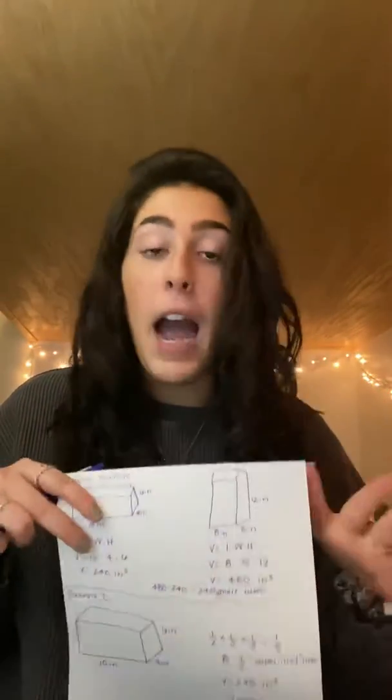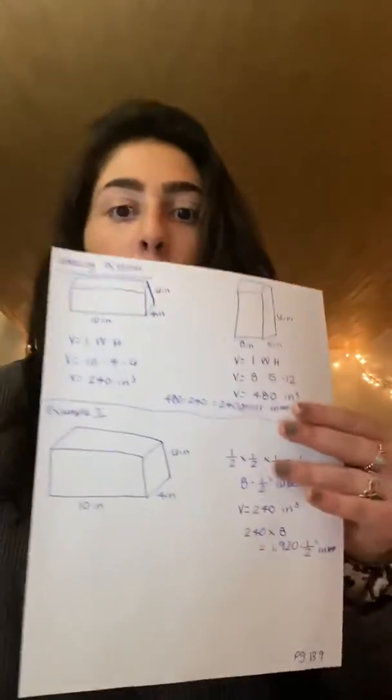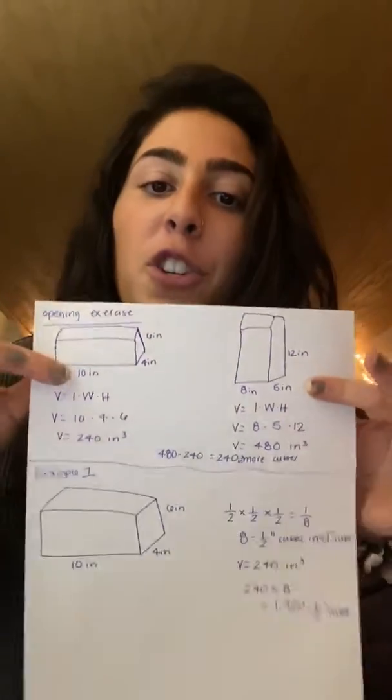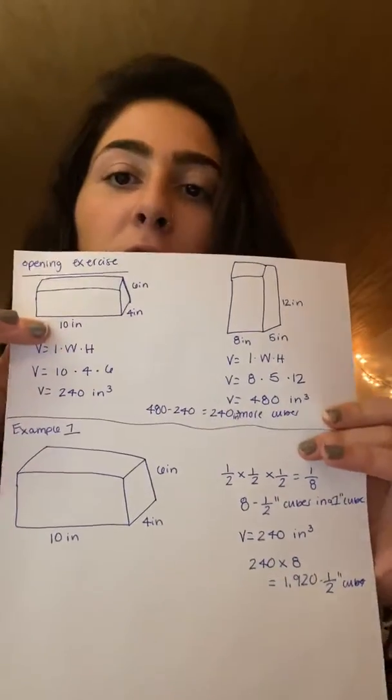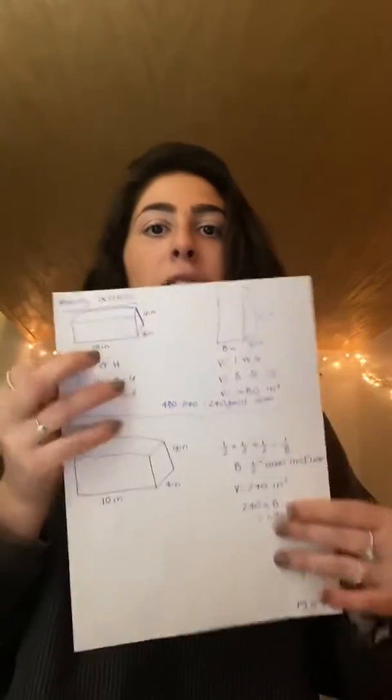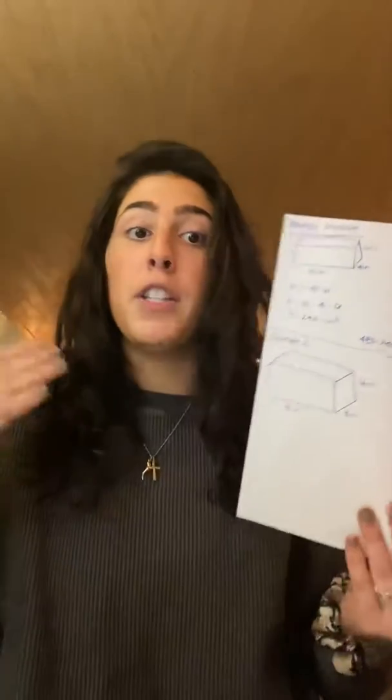I am on page 139 and I'm going to be doing the opening exercise. The opening exercise on page 139 says, which prism holds more 1 inch by 1 inch by 1 inch cubes? And then it says, how many more cubes does the prism hold? So I drew them out, and we all know that I'm not good at drawing, so don't judge, but here are the two prisms that I drew out. This is the first one that you see, and this is the other one.